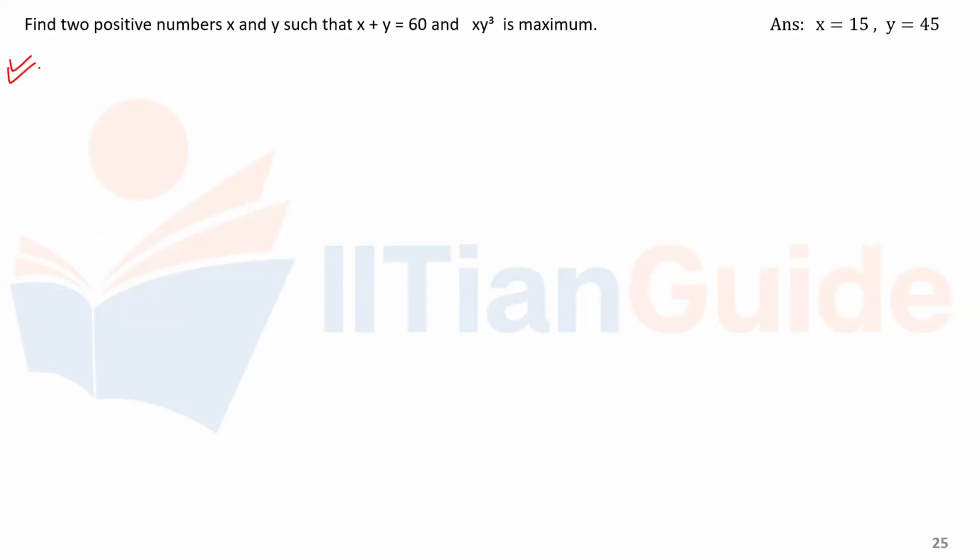We have this question. All of you, please read it. Find two positive numbers x and y such that x plus y is 60 and xy cube is maximum. It's a good question, but very easy. We can solve it with arithmetic geometric mean also, and we can solve with the maximum minimum. Both the methods are there, but I am going to tell you about the maximum minimum first. After that, I will tell you about the arithmetic geometric mean. Just wait.